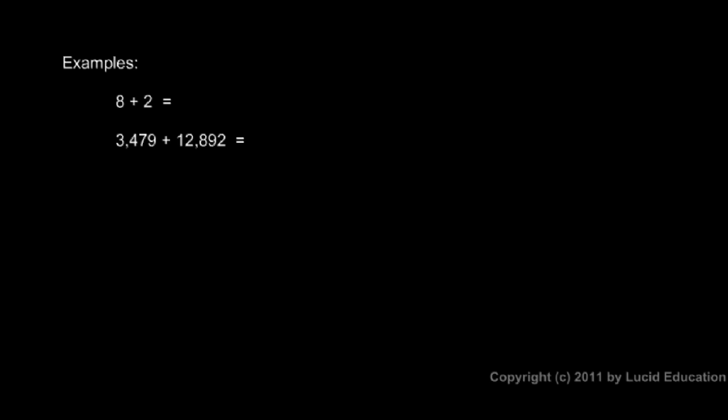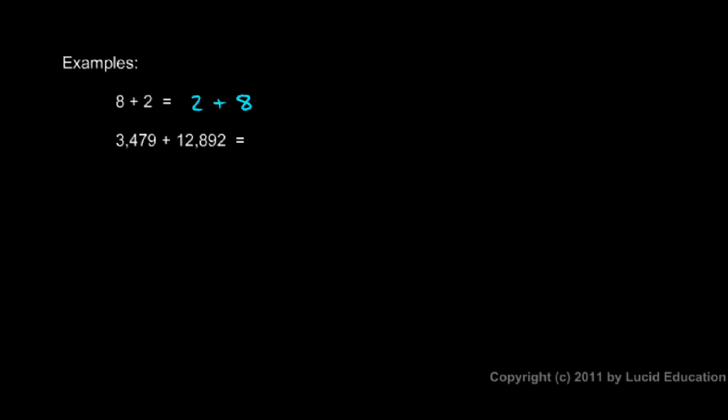Okay, a couple of examples. 8 plus 2 would be the same as 2 plus 8. I know that 8 plus 2 is 10, and I know that 2 plus 8 is 10. Now the second example, 3,479 plus 12,892. I don't know what those numbers add up to. I didn't memorize my addition table out to the 12,000s.